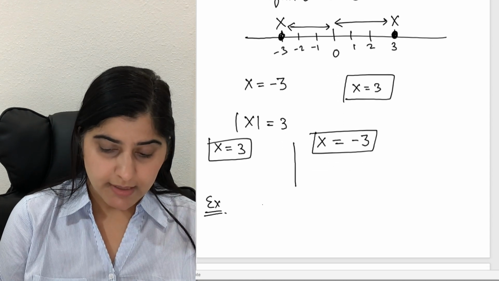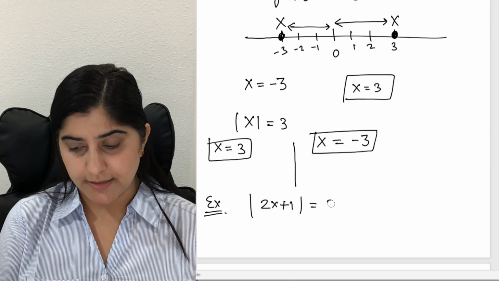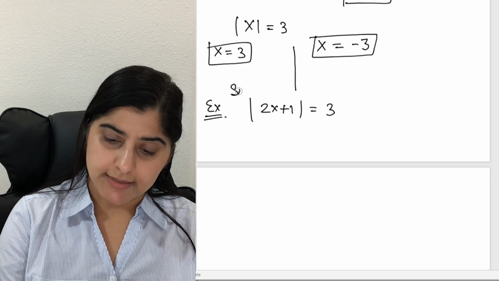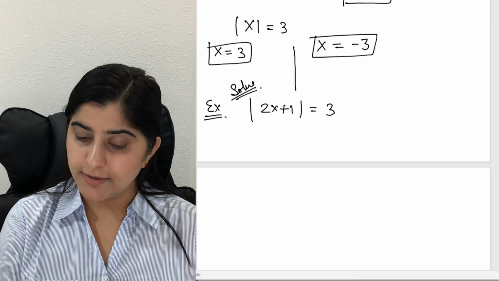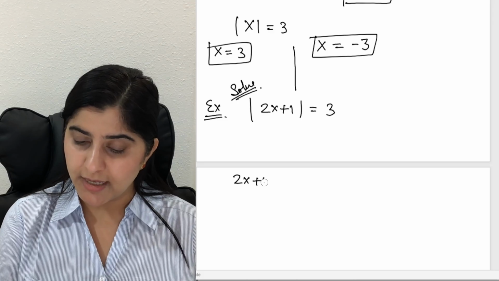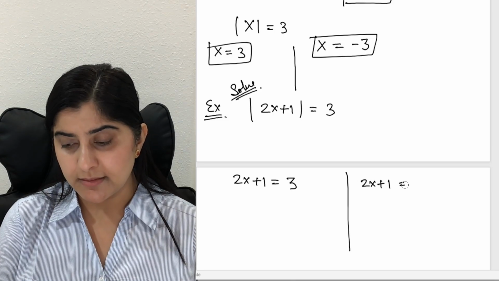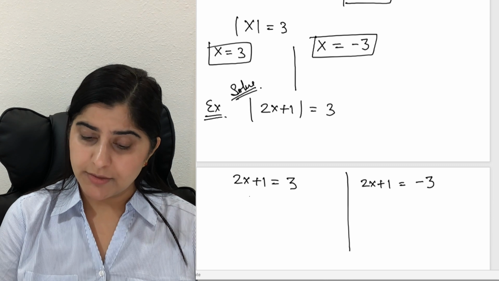So let's solve the absolute value of 2x plus 1 is equal to 3. Our aim is to isolate x. So first we have to remove the absolute value sign, and whenever we remove the absolute value sign, remember we have to consider two cases. One case has the same right hand side, the other case changes the sign on the right hand side. Now isolate x.